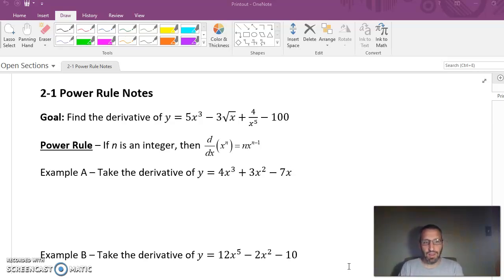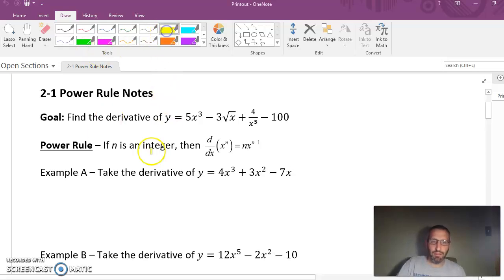Okay? So we've got a goal problem up at the top, and hopefully you've noticed the word derivative, which may be a little bit foreign to you. Maybe that's an ugly function for you to look at, but let's just go ahead and jump right in.